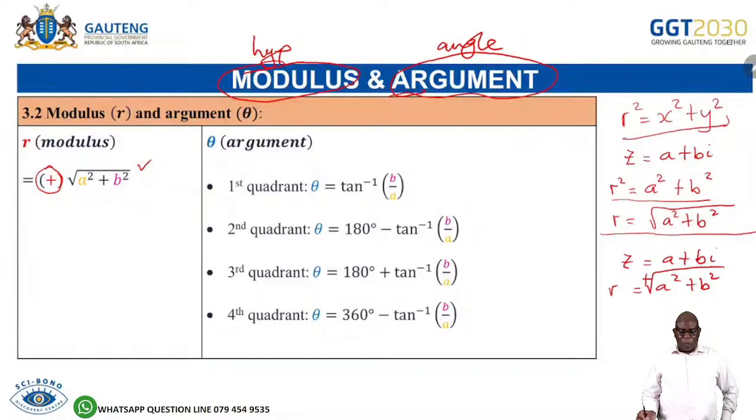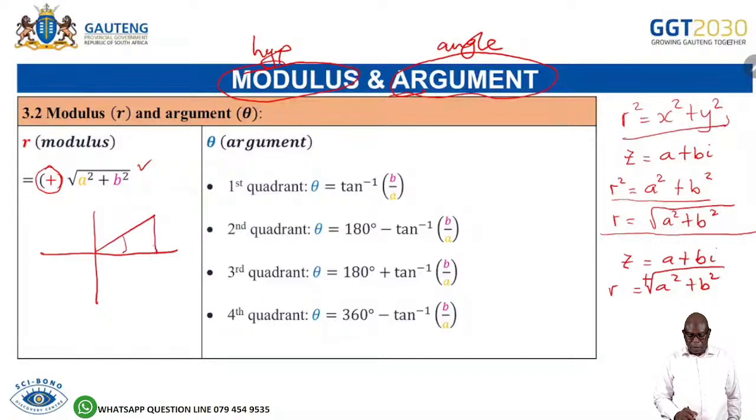Now, what about the argument? In terms of the argument, if the angle is in the first quadrant, how do I get the angle? Let me draw the sketch. If I've got an angle formed there, and I've got the B and the A, which ratio must I use? If I've got the R, it's fine, I can use all three ratios. But if I don't have an R, which ratio must I use? I must use the tangent. Remember TOA: tangent is opposite over adjacent. That's why we use B over A. So we use the tangent. In the first quadrant, I use it as it is.